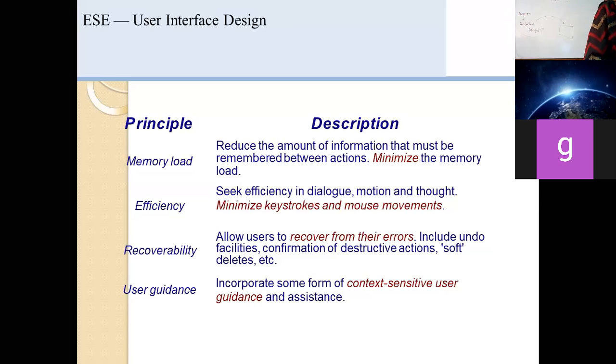Next is the efficiency. Seek efficiency in dialogue, motion, and thought. Minimize keystrokes and mouse movements. While designing a user interface, things should be efficient, simple and thoughtful. That means it should have minimum keystrokes and mouse movement. There should not be very much mouse movement or keystrokes for doing a particular operation. There should be simple things for increasing the efficiency of the software or user interface.